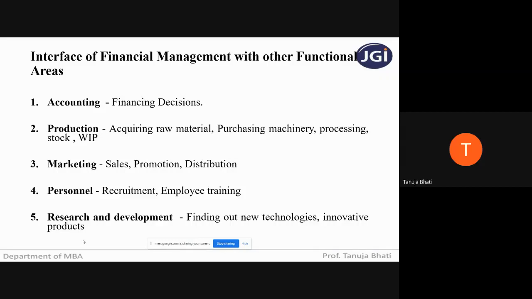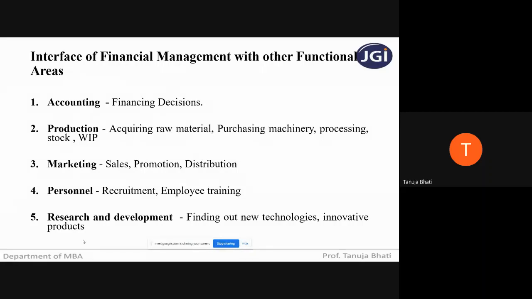So in this interface of financial management with other functional areas, it basically means that finance is a strong base, and with this base only can the other areas or departments of an organization work. Only if you have finance can you have accounting done, production done, marketing done, personnel in your organization, and R&D done. So finance has an interface with each and every department in the organization.